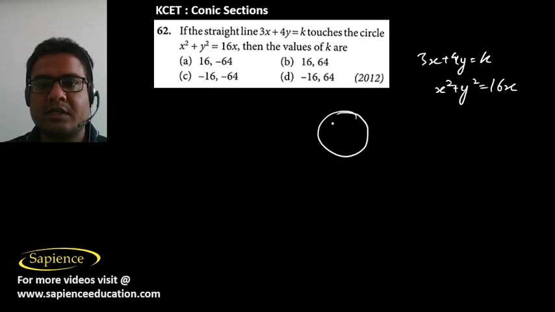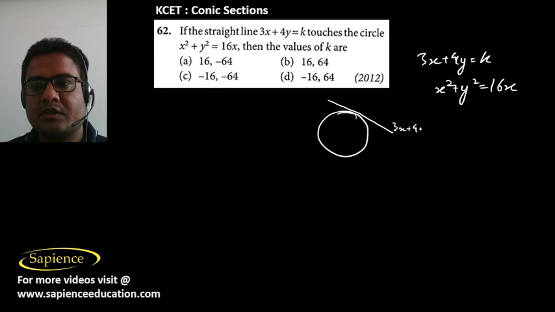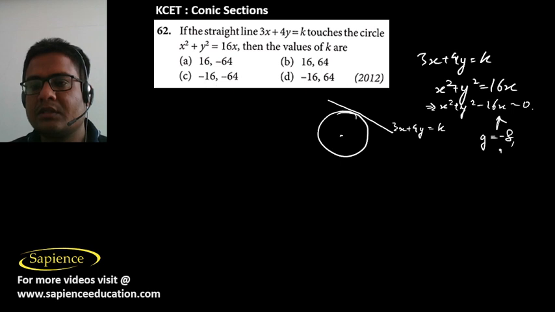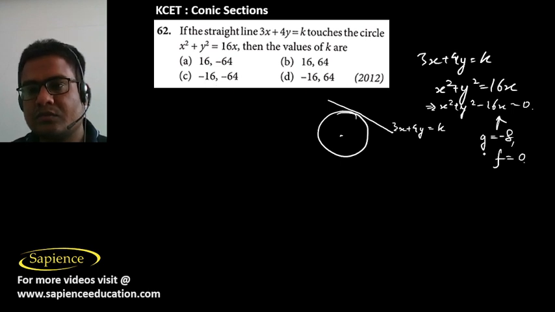The circle is like this, then this is the straight line 3x plus 4y equal to k, and the center of the circle we have to find, that is x square plus y square minus 16x equal to 0. So here g is equal to minus 8 and f is equal to 0. Therefore, center is minus g comma minus f. So it is 8 comma 0.